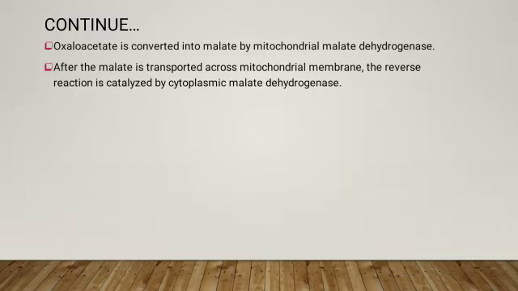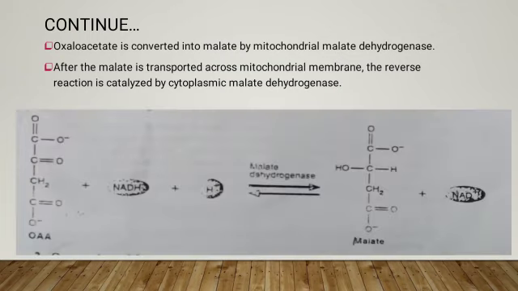This oxaloacetate is converted into malate by mitochondrial malate dehydrogenase. After the malate is transported across the mitochondrial membrane, the reverse reaction is catalyzed by cytoplasmic malate dehydrogenase. In the reaction, oxaloacetate is converted into malate in the presence of malate dehydrogenase, and this is a reversible reaction.